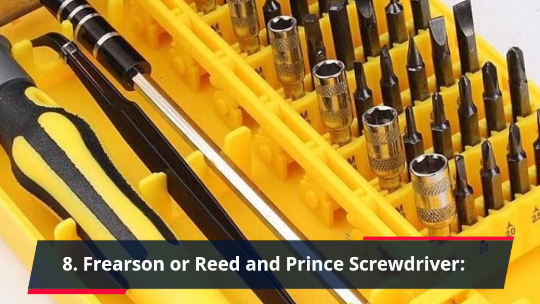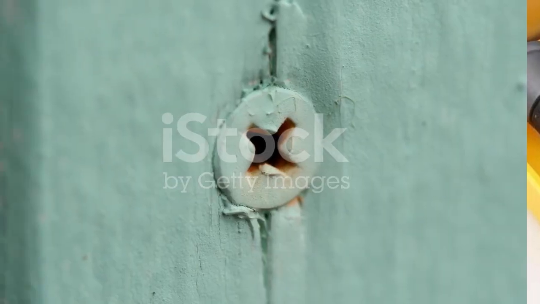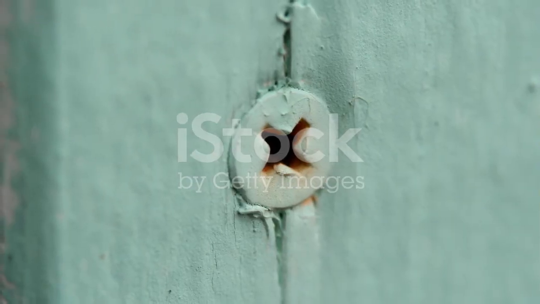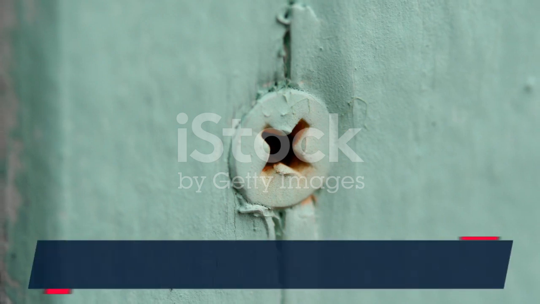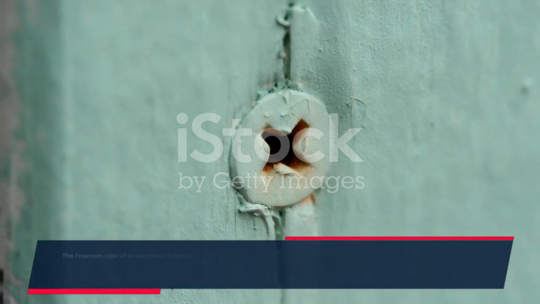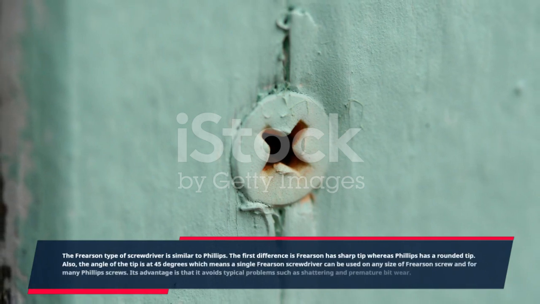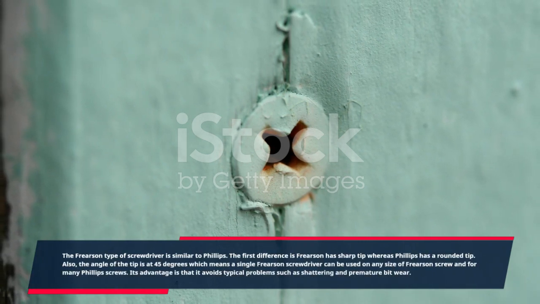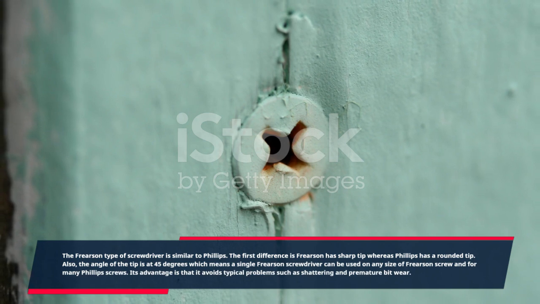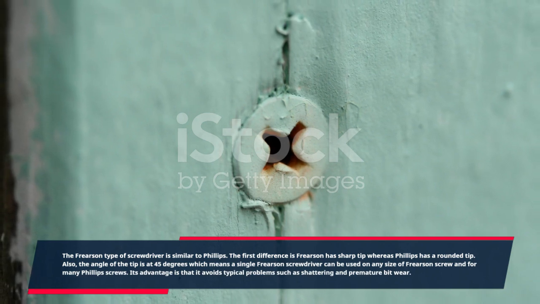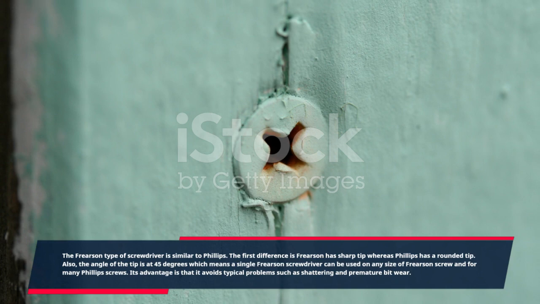8. Frearson or Reed and Prince screwdriver. The Frearson type of screwdriver is similar to Phillips. The first difference is that Frearson has a sharp tip whereas Phillips has a rounded tip. Also, the angle of the tip is 45 degrees, which means a single Frearson screwdriver can be used on any size of Frearson screw and for many Phillips screws.